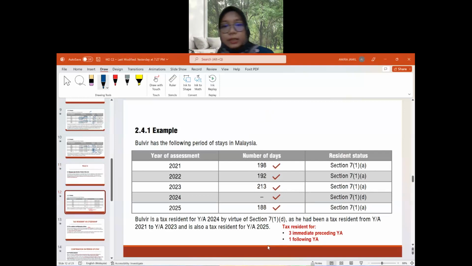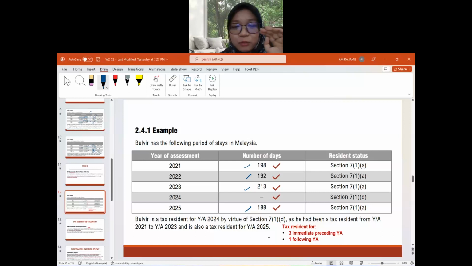Okay, this is the example. Bulville. Kita tengok rule number 1. More than 182 days. So this one obviously, this one and this one, 182. For YA 2021, 2022, 2023 and 2025, Bulville is considered as a tax resident under rule number 1 because he is in Malaysia for more than 182 days.